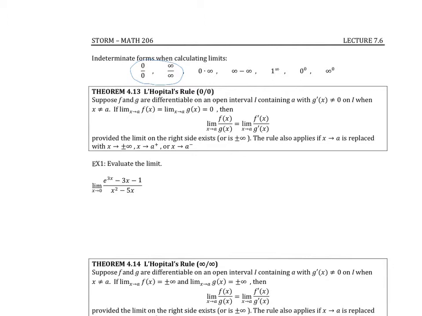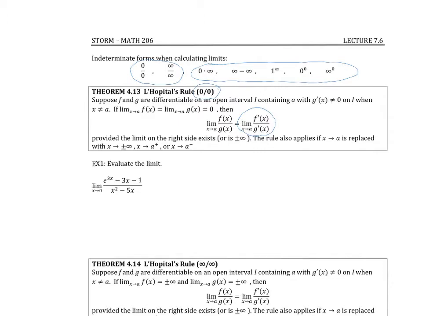Luckily, if you do get 0 over 0 or infinity over infinity, you can use L'Hopital's. The remaining limits are also indeterminate. However, you cannot use L'Hopital with those forms because they're not fractions with 0 over 0 or infinity over infinity. So recall what L'Hopital's rule says. It says that if you get a 0 over 0, you're allowed to reevaluate your limit by taking the derivative of the top function over the derivative of the bottom function.